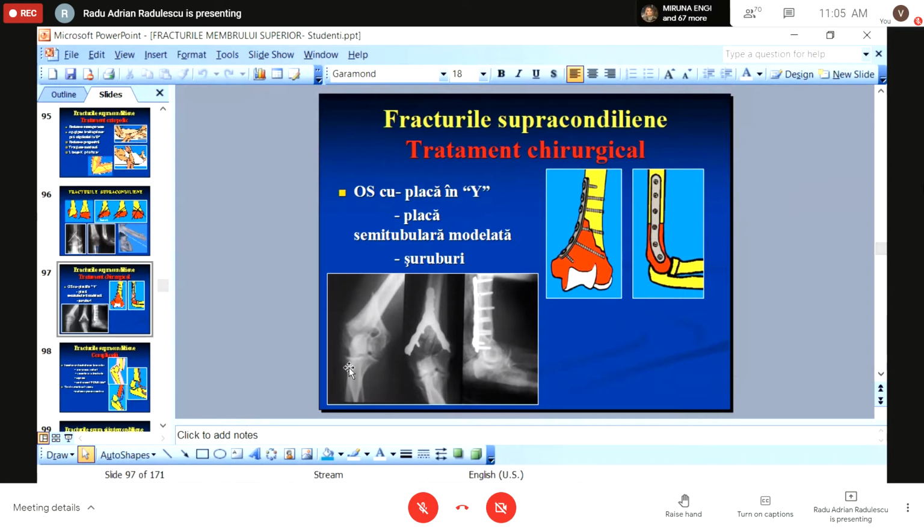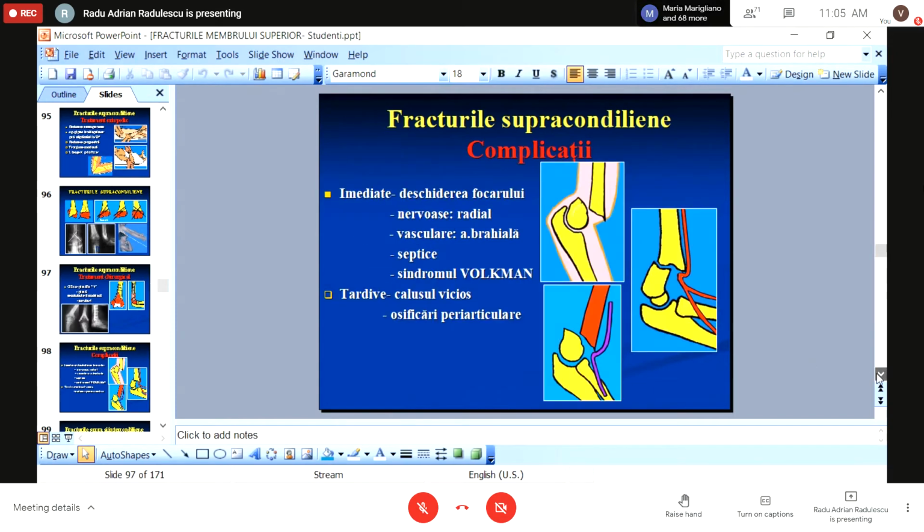Here are some X-rays. We may use, like I said, a plate which follows the shape of the bone, or sometimes we may use a Y-shaped plate like this one with 2 branches, fixed also with screws towards every epicondyle of the humerus.